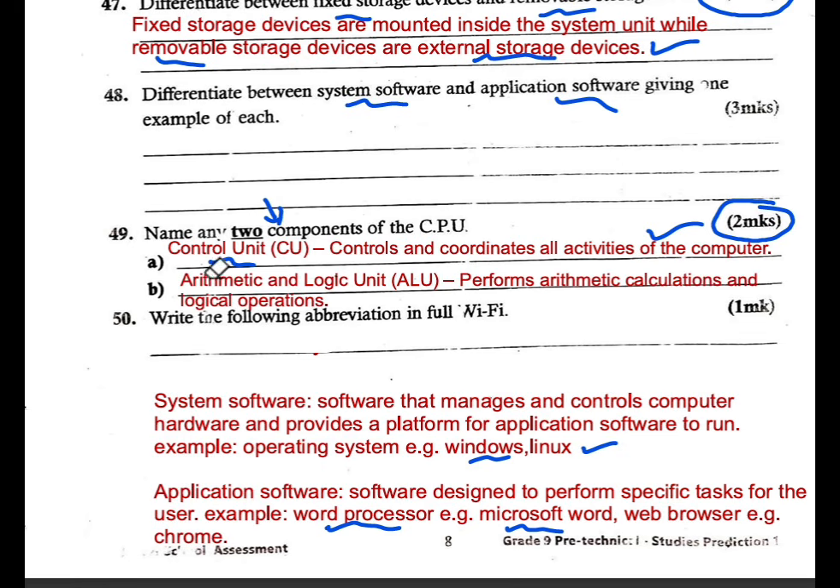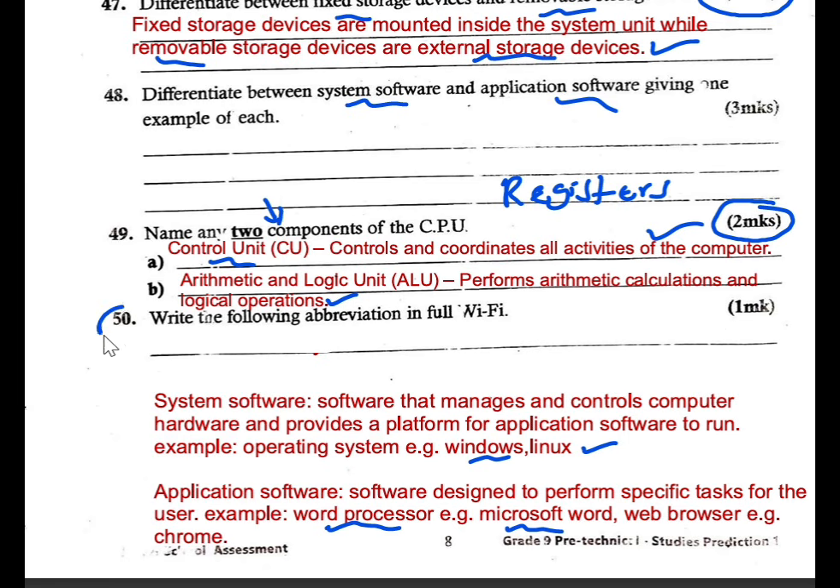arithmetic logic unit. The second is called ALU, arithmetic and logic unit. What is its work? It performs arithmetic calculations and logical operations. And finally, we have what we call registers. So make sure you also know this third one is called registers. So the CPU has those 3 components: the CU, control unit, the ALU, and registers. So make sure you know those components.